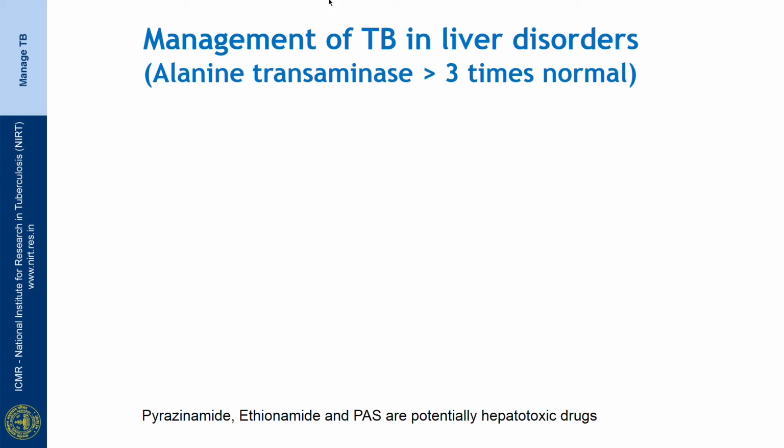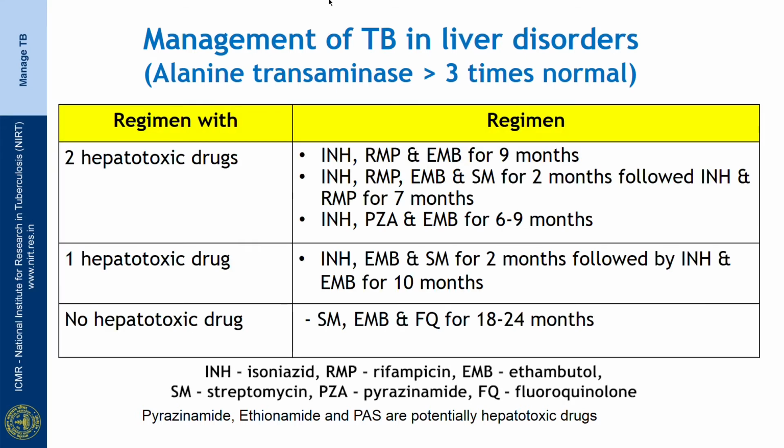For management of TB in liver disorder patients who have alanine transaminase more than 3 times normal, the following regimens are suggested. If we use 2 hepatotoxic drugs in the regimen, then the treatment would be INH, rifampicin and ethambutol for 9 months, or isoniazid, rifampicin, ethambutol and streptomycin for 2 months, followed by INH and rifampicin for 7 months. Alternatively, INH, pyrazinamide and ethambutol for 6 to 9 months is also recommended.